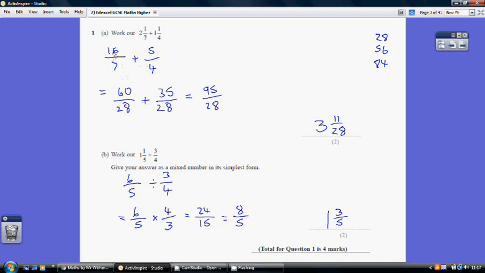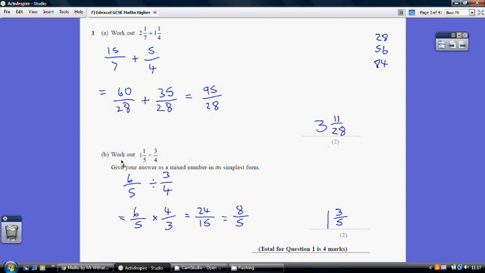So we need to find the equivalent fraction for 15/7. Well, we've multiplied the 7 by 4 to get 28, so we multiply the 15 by 4 as well to get 60. And then moving over to the 5/4, we're multiplying top and bottom by 7 to get the 35/28. Now that we've got the common denominator, we can just add the numerators. 60 add 35 is 95, and 95/28 would have given you full marks, but turning it back into a mixed number, we get 3 and 11/28.